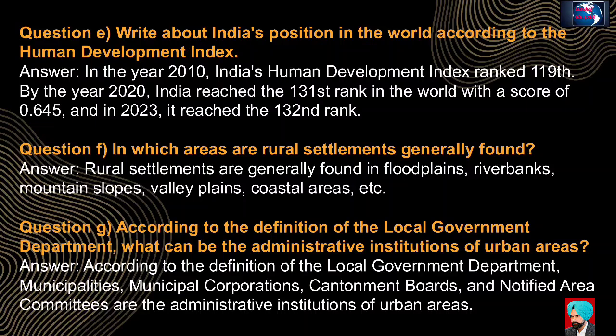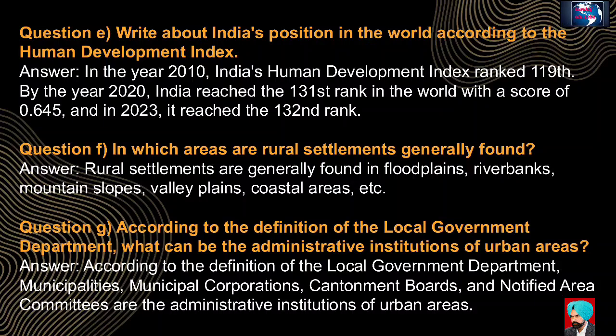Question E. Write about India's position in the world according to the Human Development Index. Answer: In the year 2010, India's Human Development Index ranked 119th. By the year 2020, India reached the 131st rank in the world with a score of 0.645, and in 2023, it reached the 132nd rank.